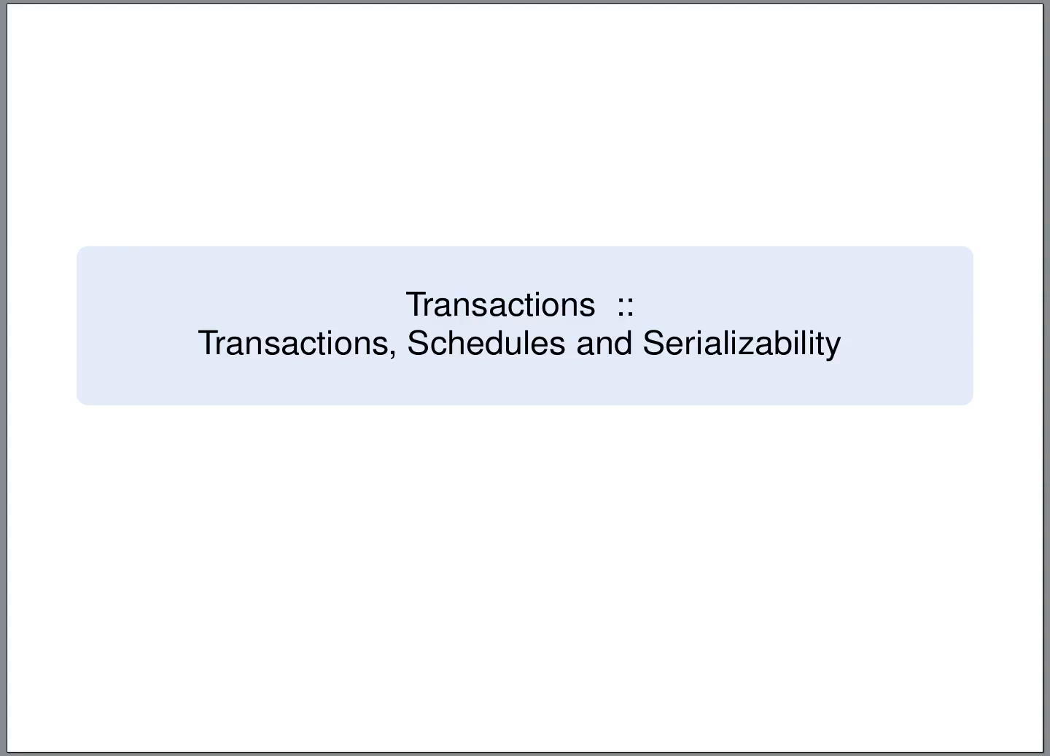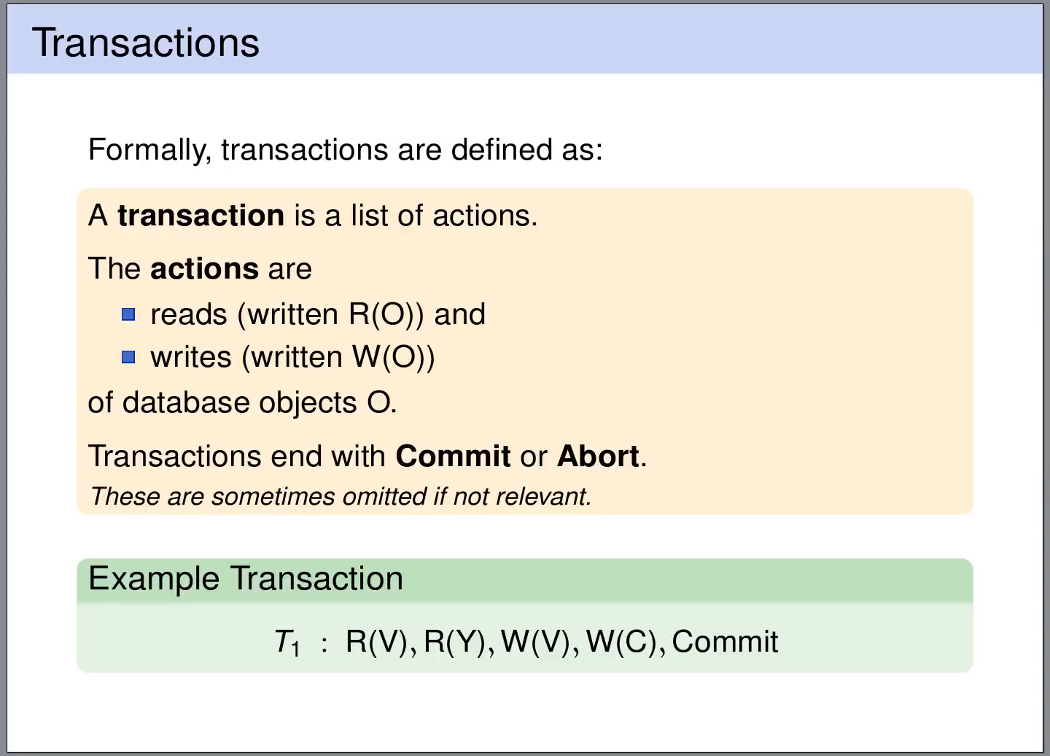Let's have a look at transactions, schedules, and serializability. Formally, a transaction is a list of actions, and these actions can be read or write actions, and they access a certain database object. Let's call this database object O. Then we will write a read action concerning the object O as R(O), and a write action on the object O as W(O).